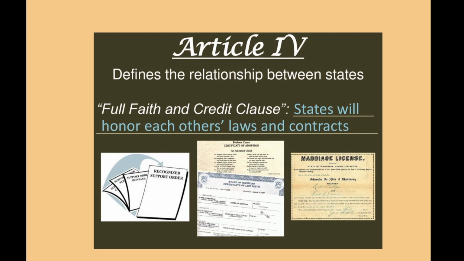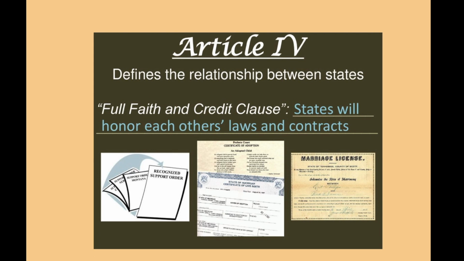Article 4 defines the relationship between the states. An example of this is the full faith and credit clause. States will honor each other's laws and contracts. So you might remember that under the Articles of Confederation, a big problem was that the states were in conflict and were not recognizing each other's laws.